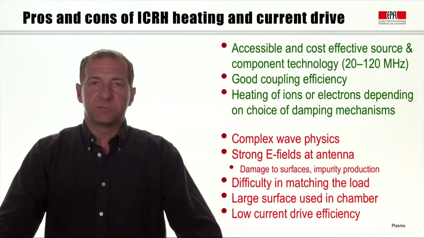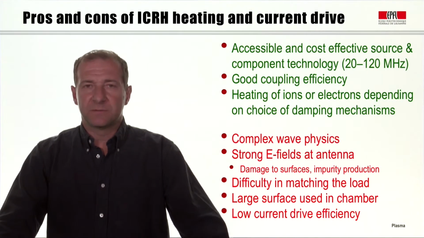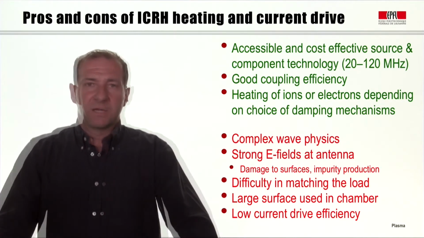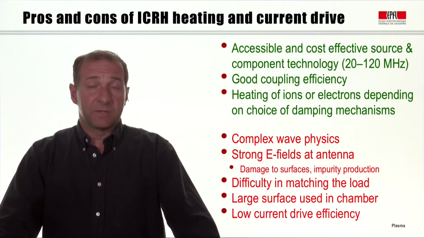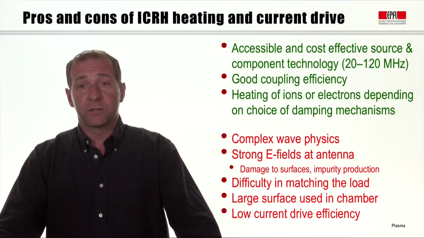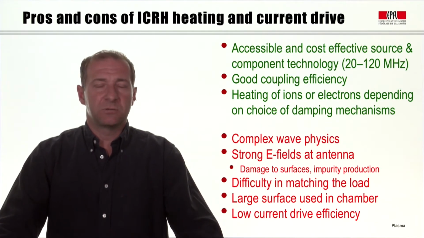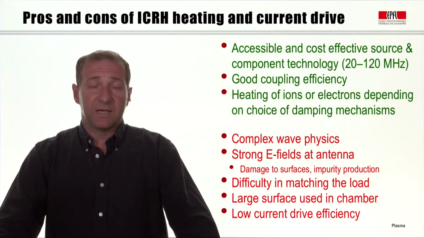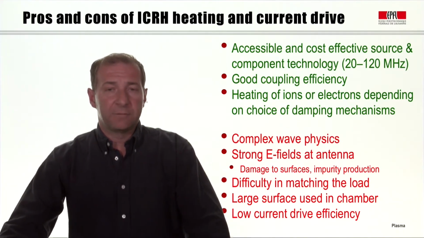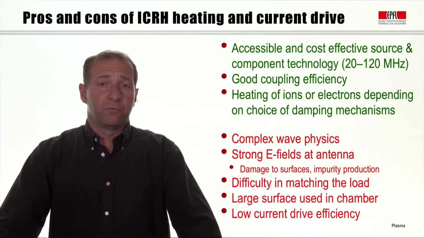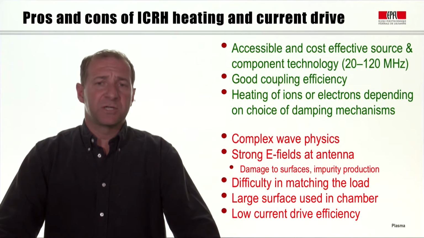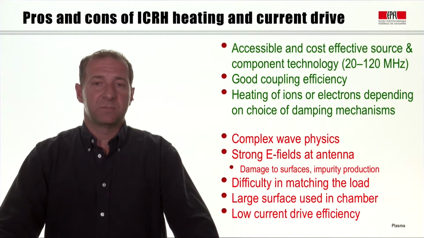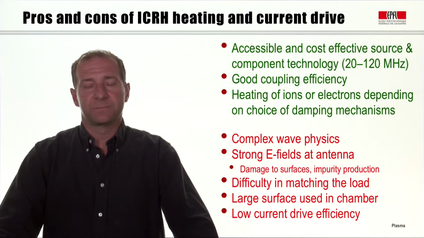We're now ready to briefly discuss, in a qualitative and somewhat personal way, the pros and cons of the ICRH. As an advantage, we have an accessible and relatively cost-effective source and component technology. We are in a frequency range between, say, 20 and 120 megahertz. That's fairly easy to work with. We can have a very good coupling efficiency, and we can choose a mechanism for the absorption that preferentially heats the ions or the electrons, which can be an advantage. It gives us quite a flexibility in the operation of the system.